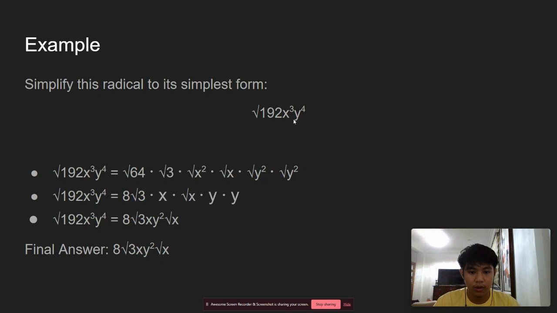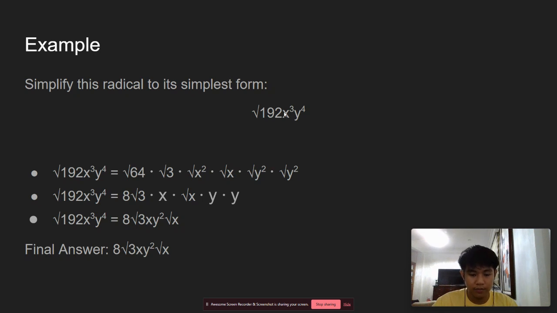To do so, we need to think of a number. Since 192 is not a perfect square number, we need to think of a number that is a perfect square, and another number in order to get 192. And that number would be square root of 64 and square root of 3, since 64 times 3 is 192, and 64 is a perfect square number since 8 times 8 equals 64.